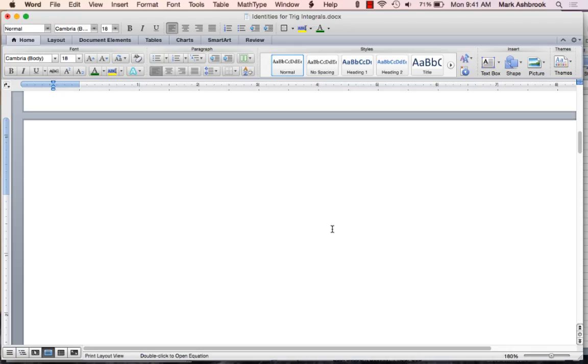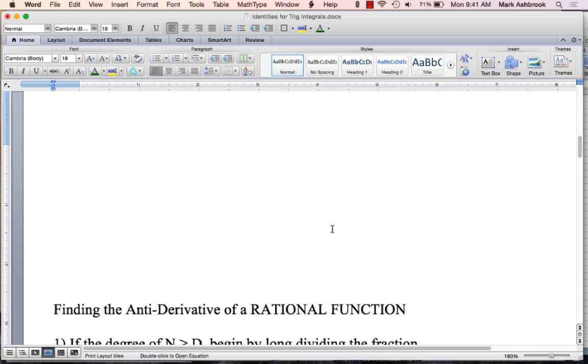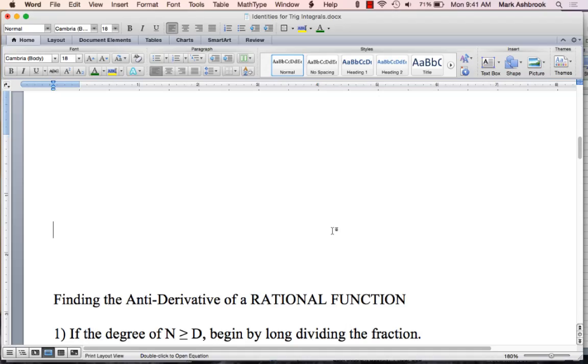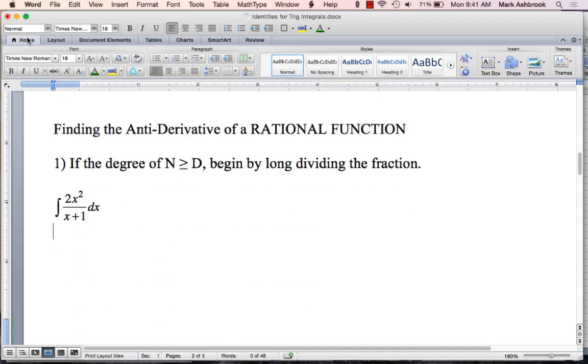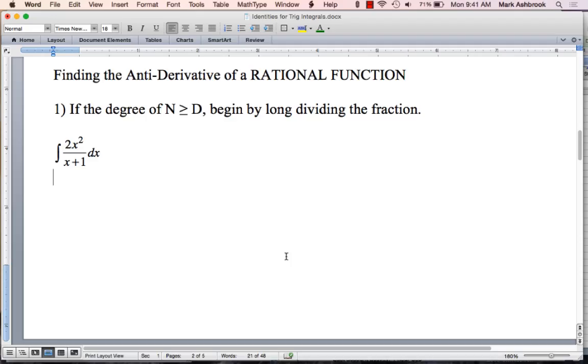So we've got a new technique, and it's finding the antiderivative of a rational function. Rational function, what's that? Rational function has the word ratio in it, and that means it's a fraction of two polynomials. So here's an example: 2x squared divided by x plus 1.